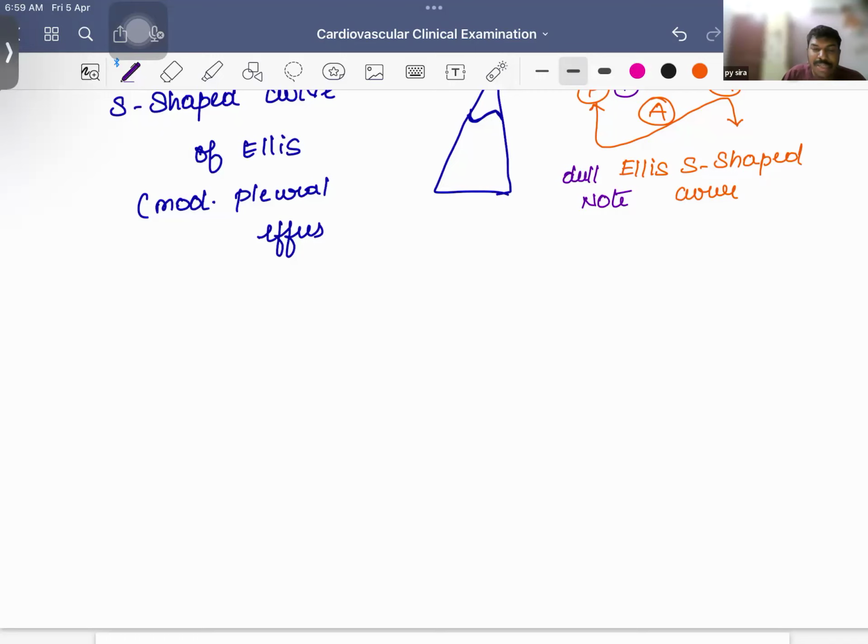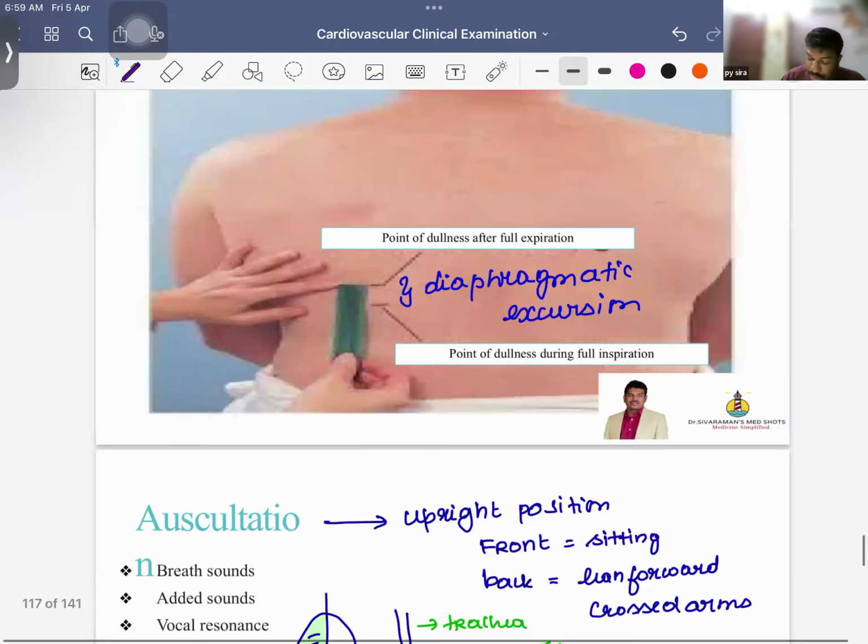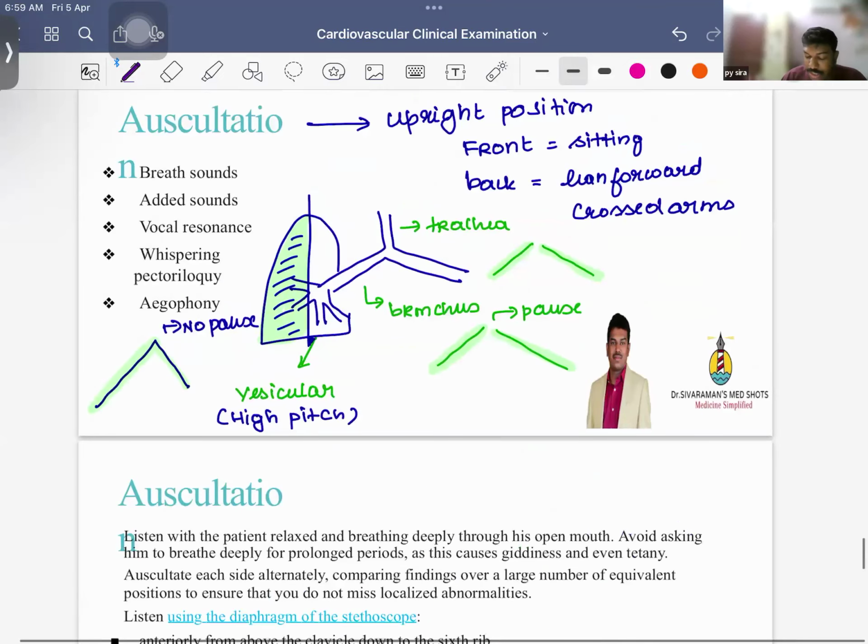Without knowing percussion, you should not go for the exam at all. Okay, next we are coming to auscultation. When you are examining the patient, always do it in sitting posture. Try to do it in sitting posture. The front side should always be in sitting posture.